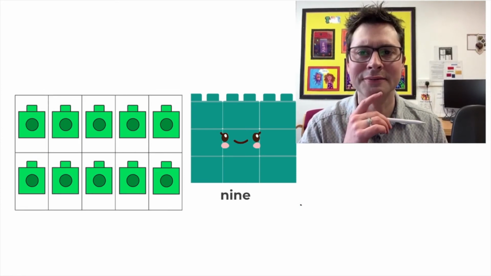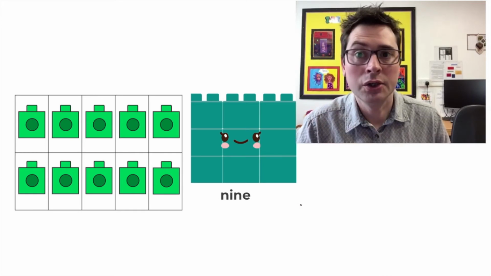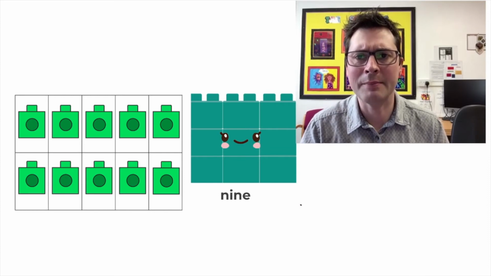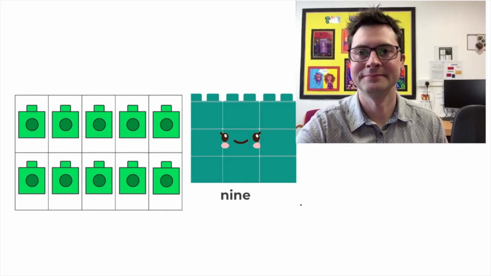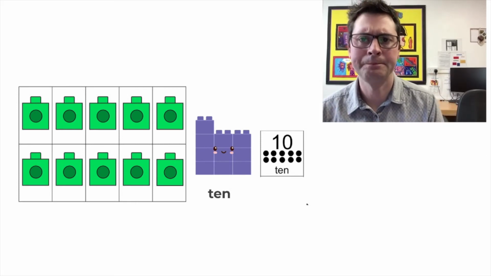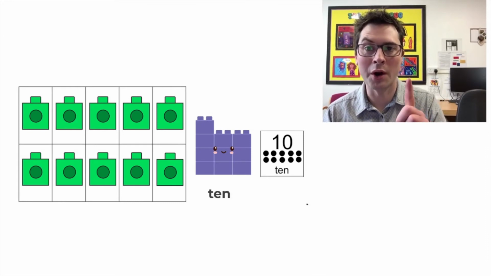What's changed? Yes, that's right. My tens frame over here doesn't show 9 anymore. It shows a different amount. How many does it show? It shows 10. So here is my tens frame now with 10. But before there were 9, and what did I do? That's right, I added 1 more cube.